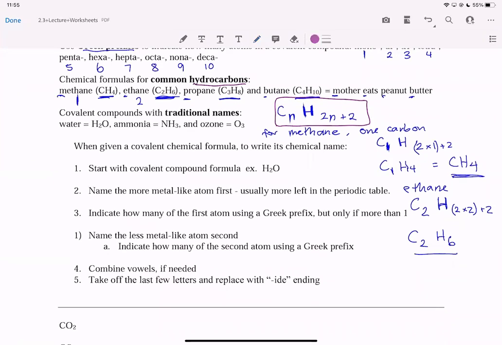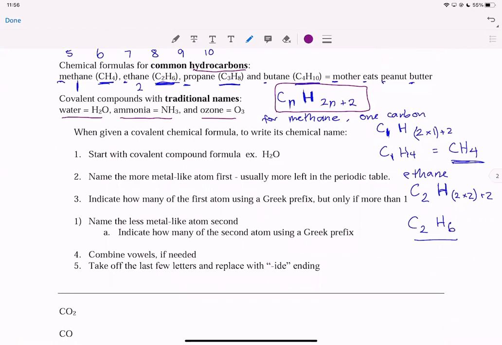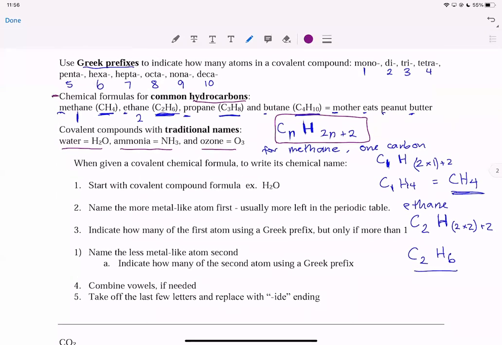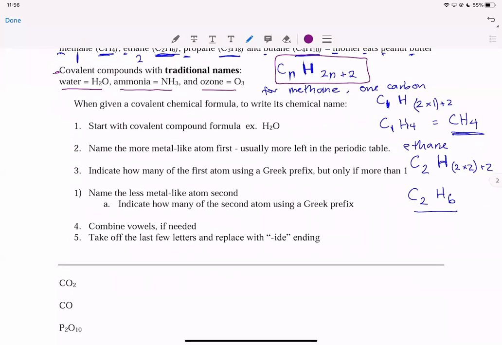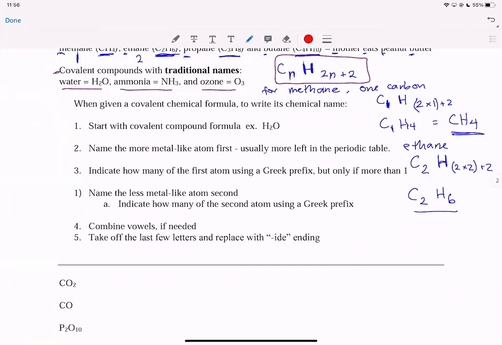Water is H2O, not dihydrogen monoxide. Ammonia is NH3, not trihydride. And ozone is O3, not trioxide. So basically, when you are writing the chemical formula, you're going to take the name, basically the Greek prefixes, and turn them into subscripts, except for some of these which have the common names, which are the hydrocarbons, and these few traditional names.